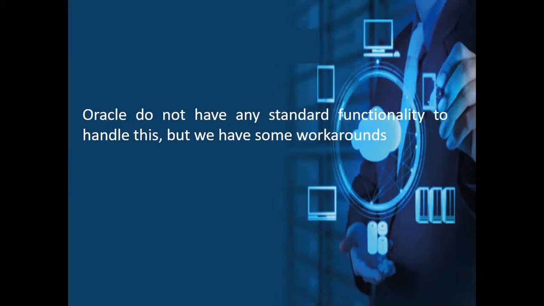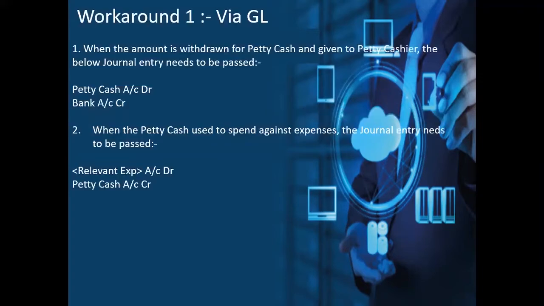As I mentioned, there are different kinds of workarounds. First, we'll talk about workaround one, wherein you pass the manual journal entry directly in GL. The first journal entry would be whenever cash is withdrawn from the bank account and given to the petty cashier: you pass the journal entry, petty cash account debit, bank account credit. No AP or cash management or AR module is involved. Just pass a journal entry, crediting your bank account and debiting your petty cash account.